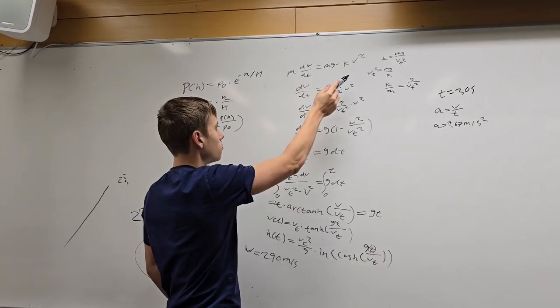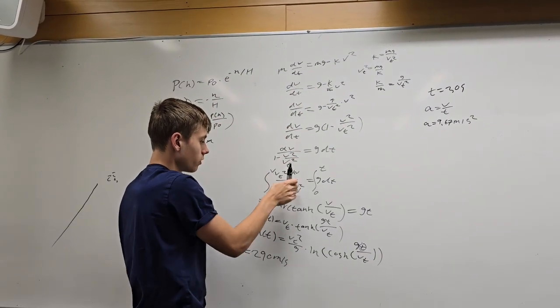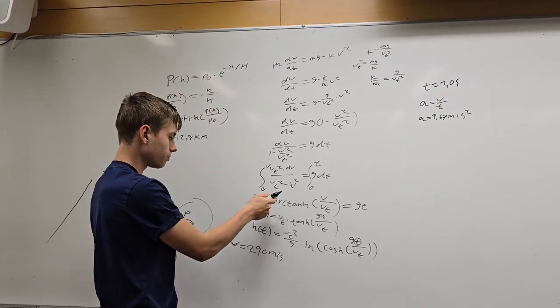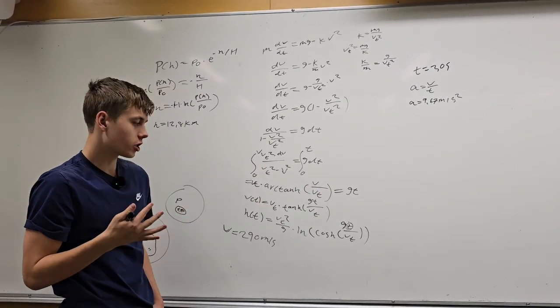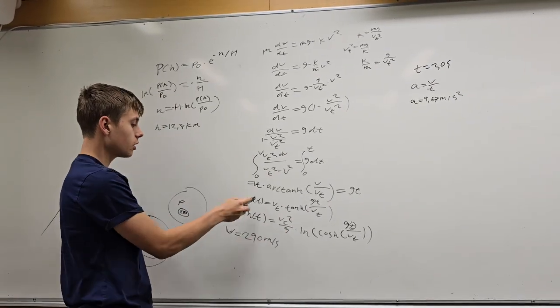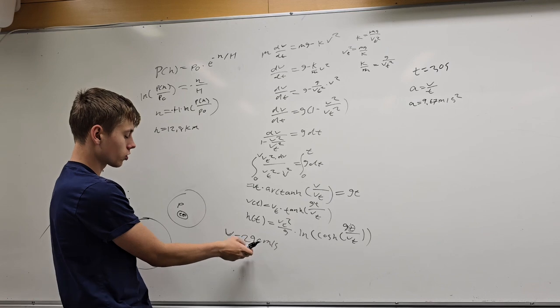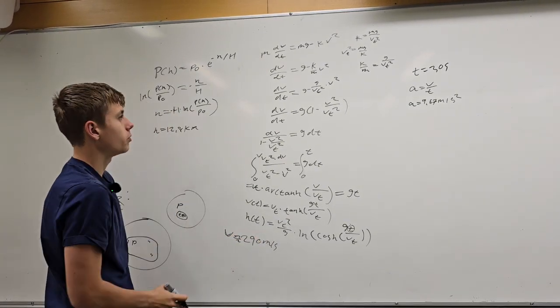Then we'll start with this equation, m dv/dt equals mg minus kv squared. We input that here, and then we get the velocity, which comes out to be around 290 meters per second.